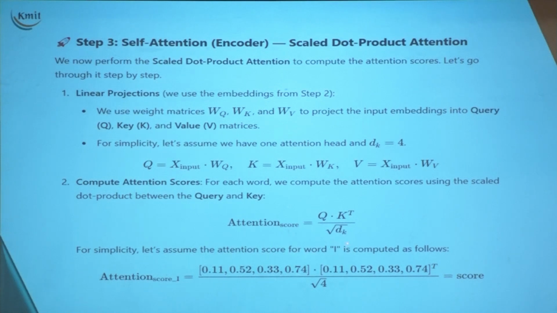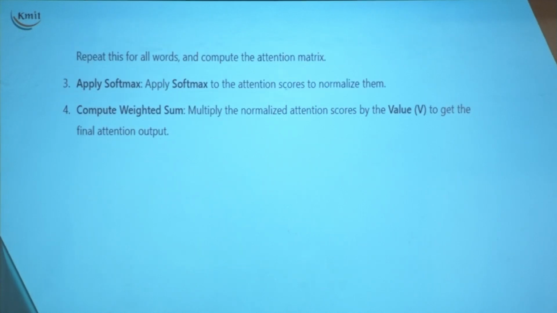What is this dk? Dimension. What was the dimension that I have taken here? 4. So square root of 4 will be what? 2. Are you all clear? This is called the attention score. After I do this, what will I do? I'll apply the softmax function and multiply that with the value. This is the attention mechanism.